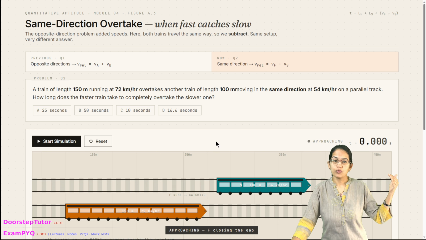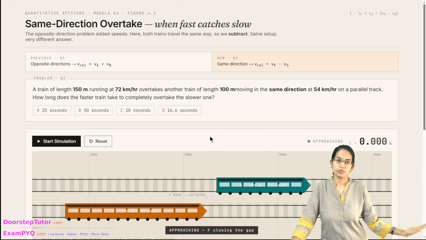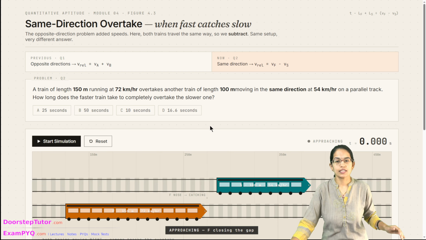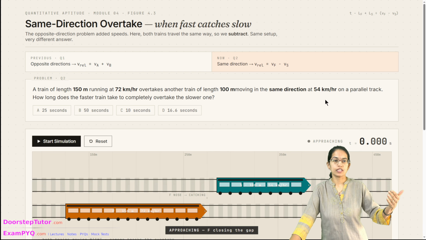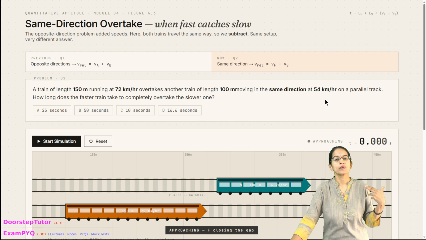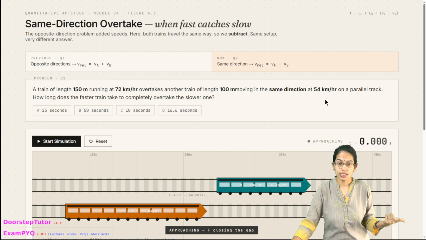Now the trains are moving in the same direction. The fast train at 72 kilometers per hour overtakes the slow train, right? The other train is at 54 kilometers per hour. So 72 minus 54, in this case we'll subtract since they are in the same direction. So it would be 18 kilometers per hour.